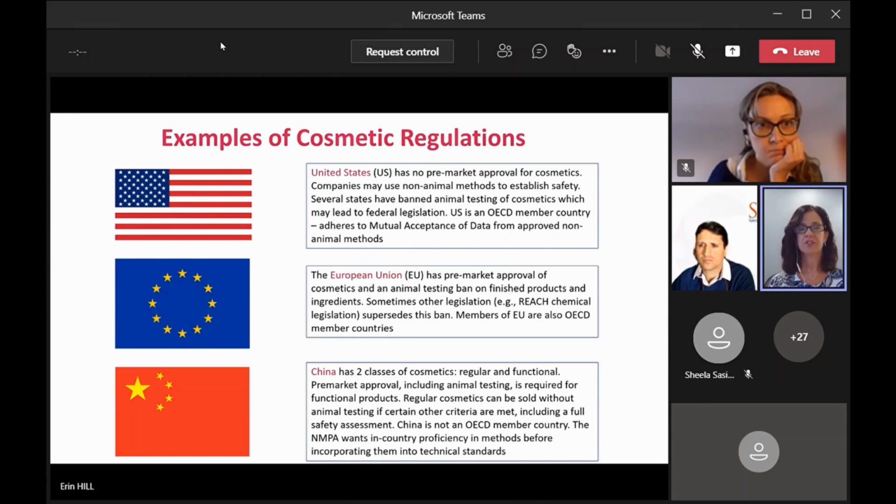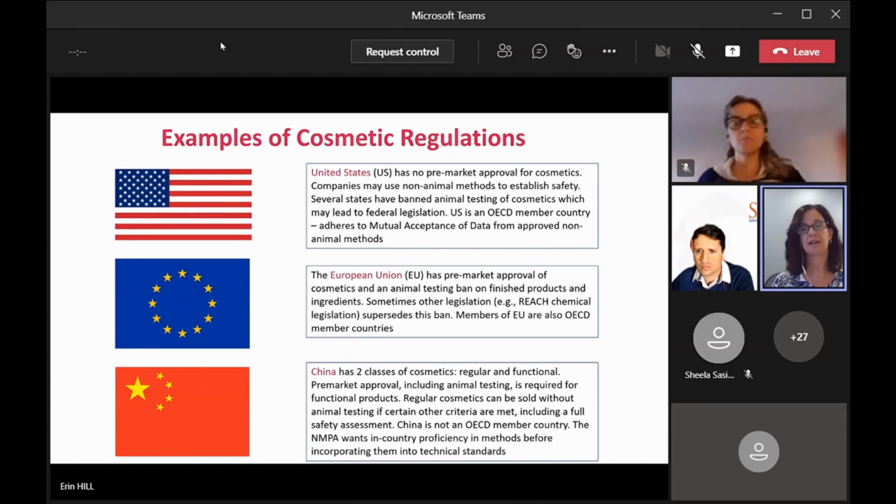And what's very interesting about China as opposed to Brazil or the European Union is that China really wants to have technical proficiency in the alternative methods. They want to make sure that this method that's used in the US or in Europe can actually be implemented in China. And we've actually seen cases where that is difficult. Some countries have difficulties importing cells or three-dimensional tissues. I know Brazil has had that problem in the past. So China will not simply ban animal testing. They're taking a different approach to make sure that the methods work in their country.